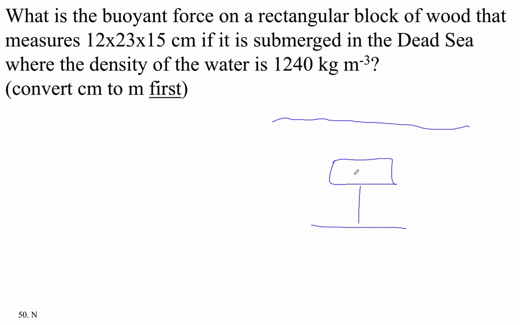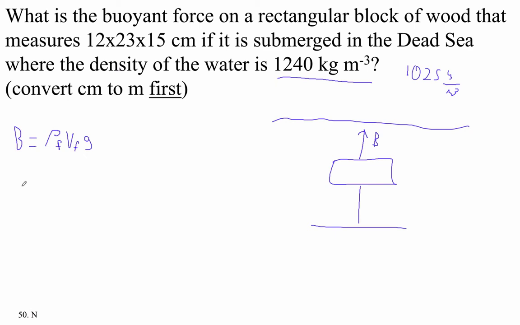So we don't even know the weight of this block. We just want to know what is this buoyant force on it. So the buoyant force is the density of the fluid times the volume of the fluid displaced times g. And the density of the fluid displaced, this is amazing. In the Dead Sea, remember seawater is 1,025 kilograms per cubic meter. Dear Lord, this has 240 kilograms in a cubic meter of extra stuff. That's just amazing.